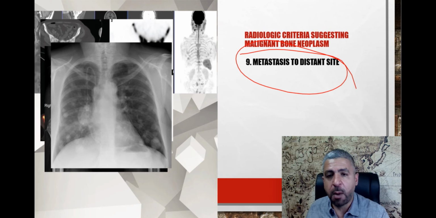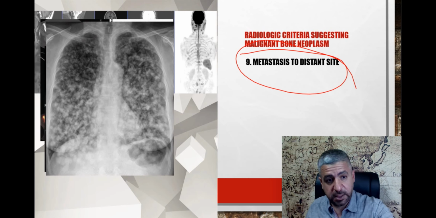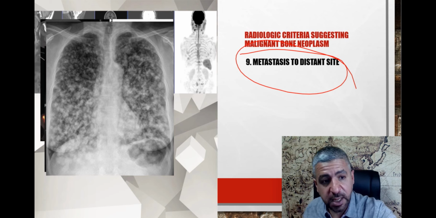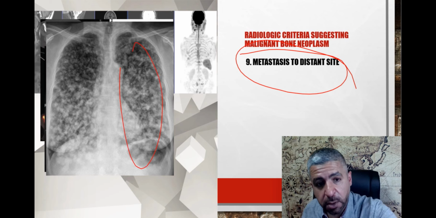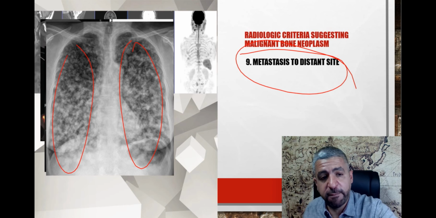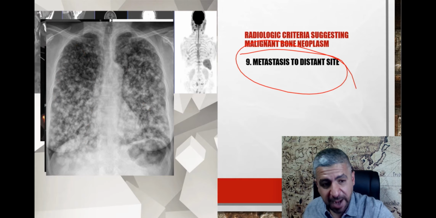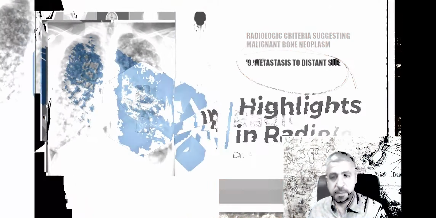So now let's see another example, and you can see there is innumerable diffuse involvement of both lungs by variable size lesions, confirming diffuse bilateral lung metastasis.